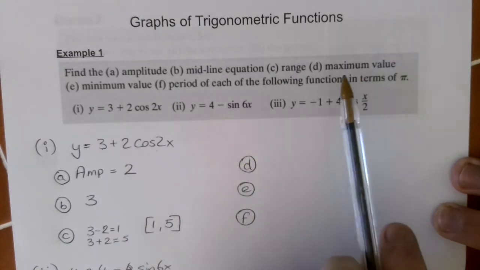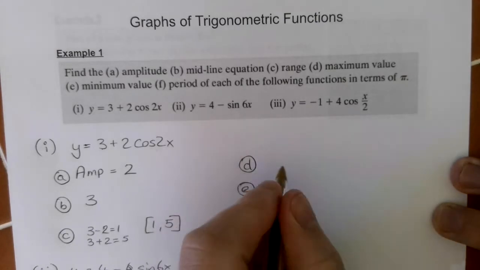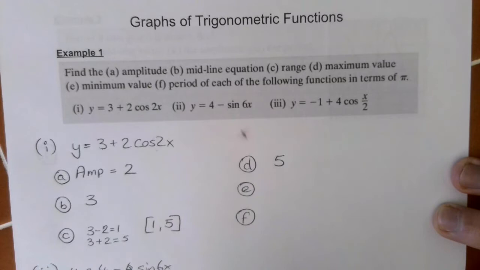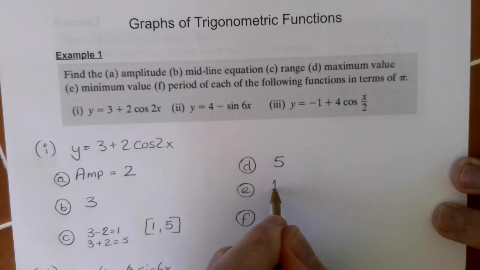Part D then is the maximum value. So the maximum value, which we can already see here, is 5. Then part E is the minimum value. The minimum value is the other one, which is 1.